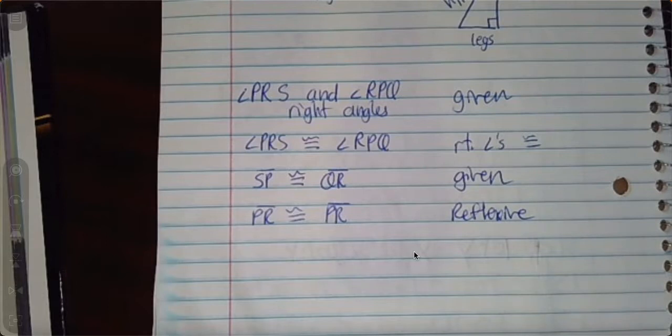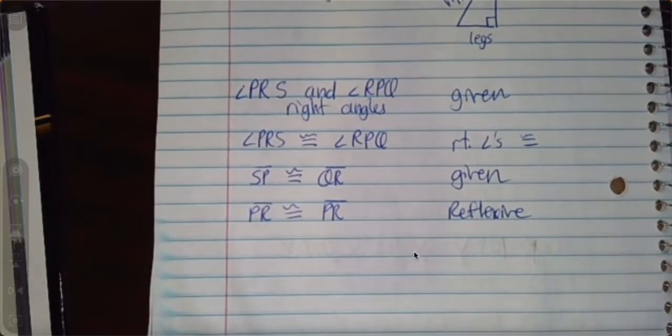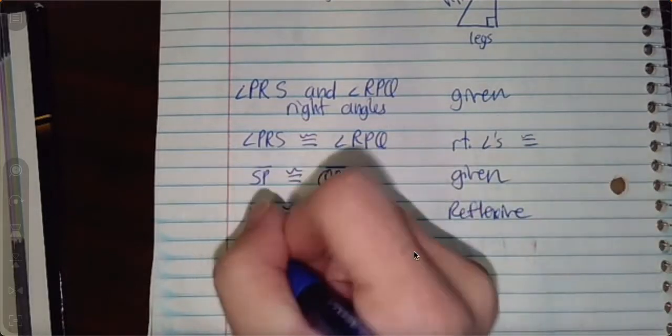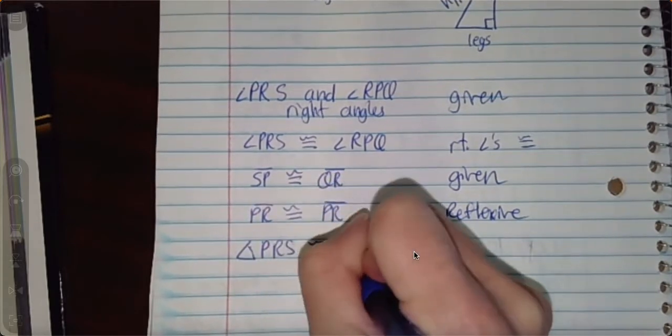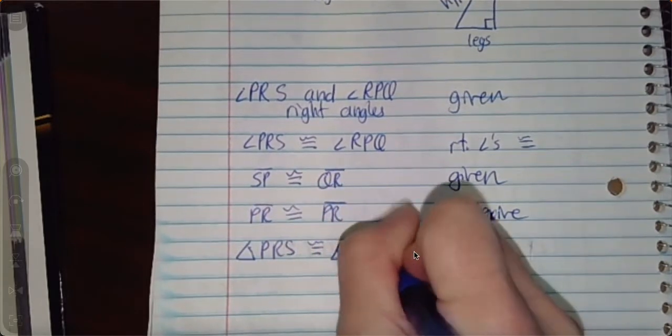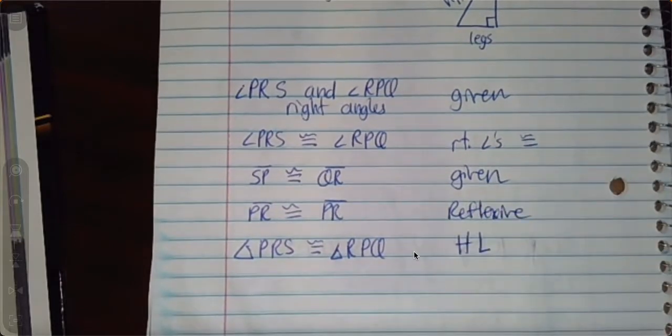Then I know that my triangles are congruent. How? It's none of those that we have. It's not angle, side, side, side, angle, side. What was my other one? Angle, angle, side? Whatever. It's hypotenuse, leg. That's what I'm going to say. So I would say triangle PRS is congruent to triangle RPQ by hypotenuse, leg. How was that? Do y'all see it? The proofs are the same thing over and over again, aren't they?